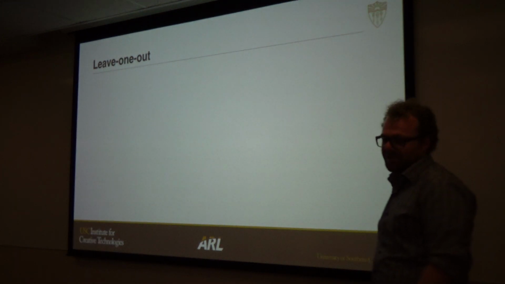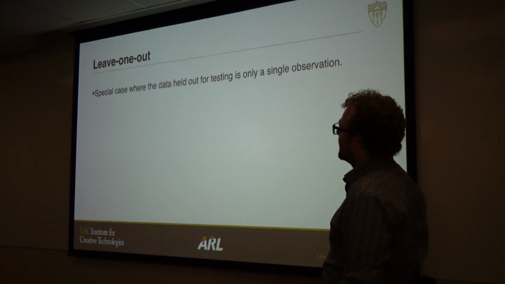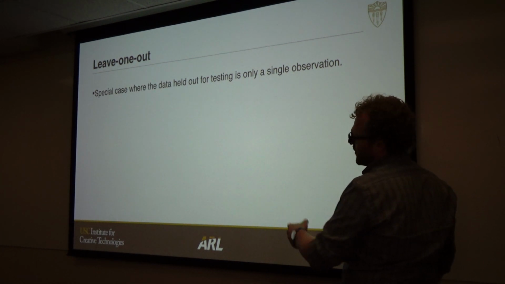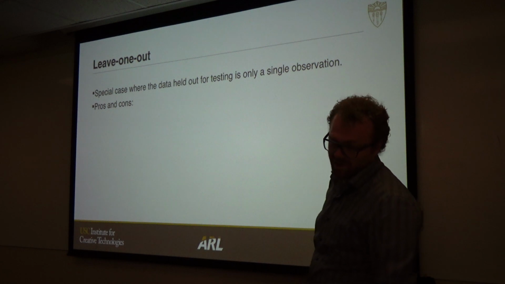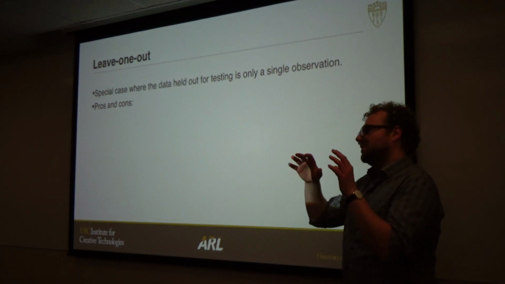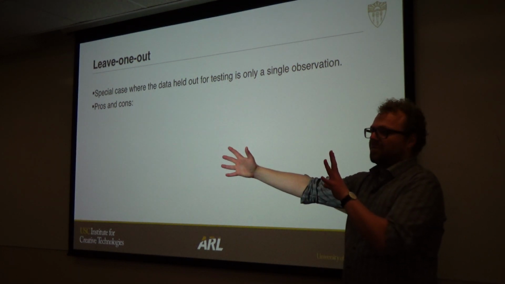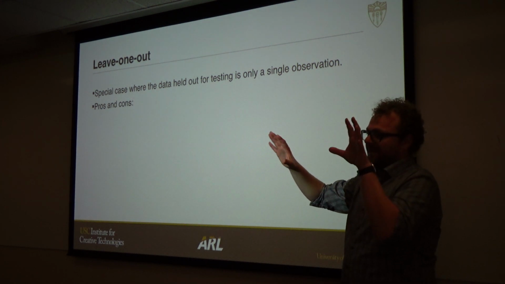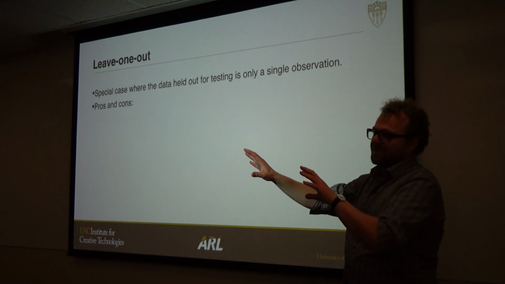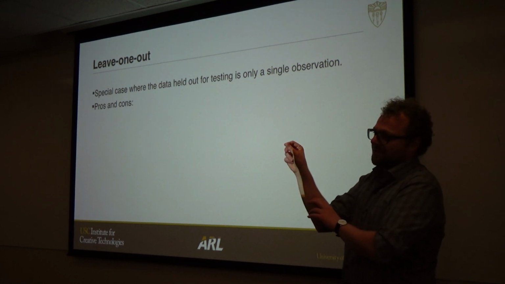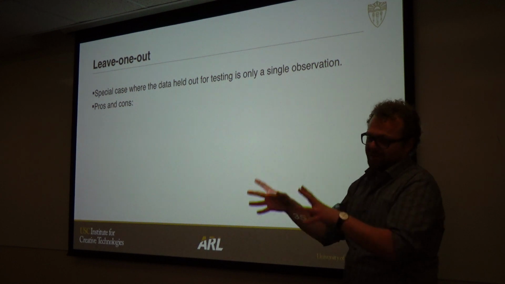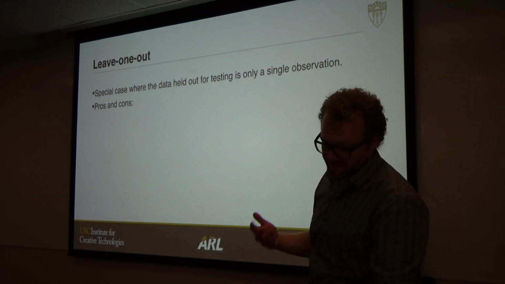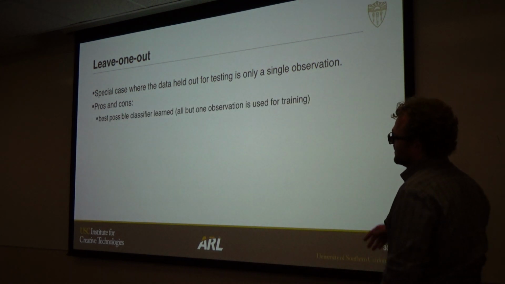There's another case, leave one out. It's a special case where the data held out for testing is only a single observation, with pros and cons. So let's say we have these 15 points for family cars and not family cars, we take 14 of those samples and train something and then test on the last one. And we rotate this through. There are pros and cons for this.